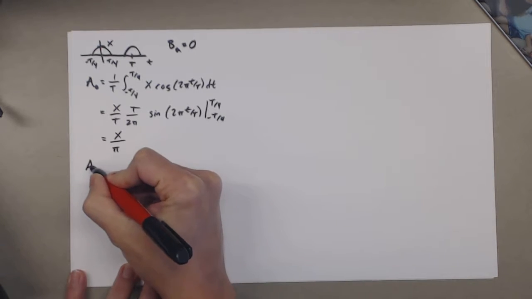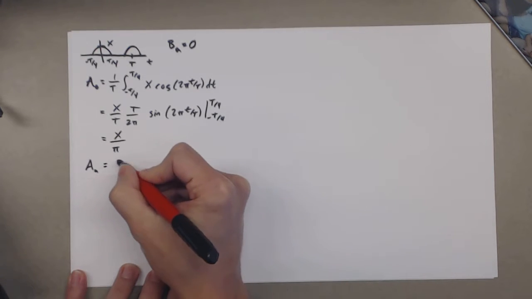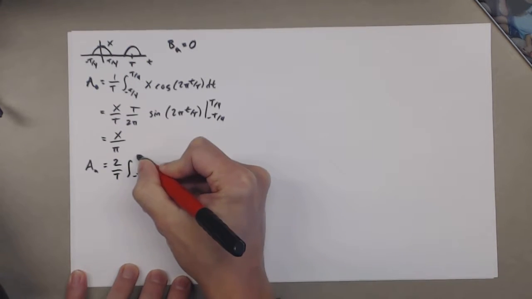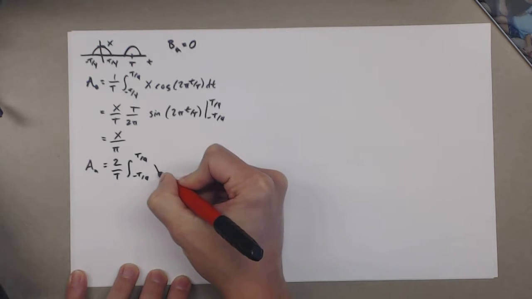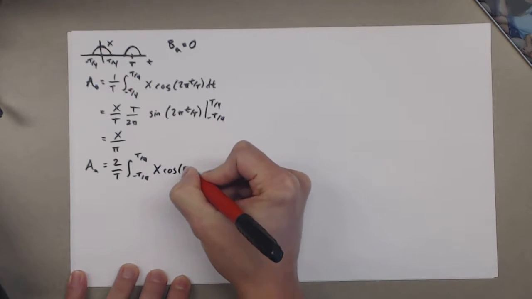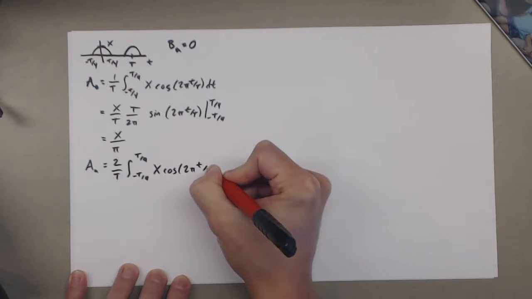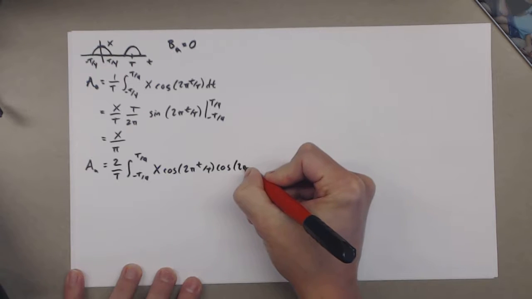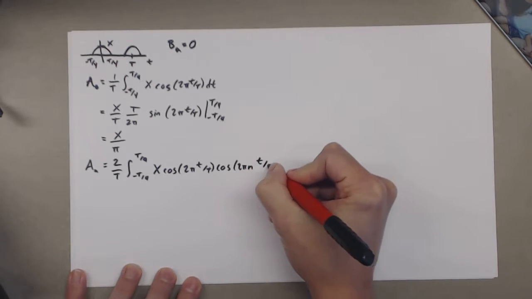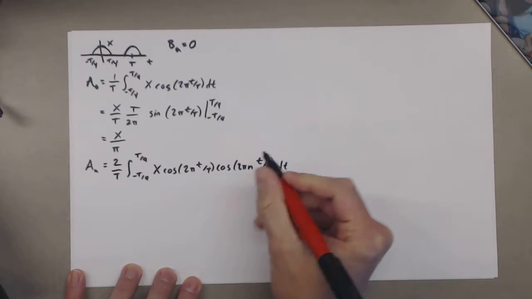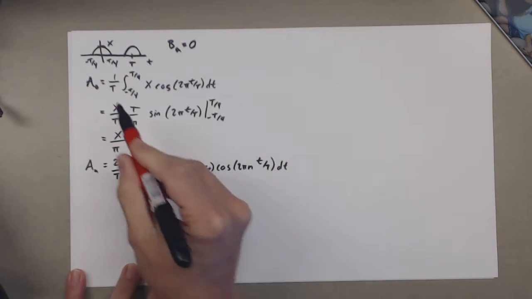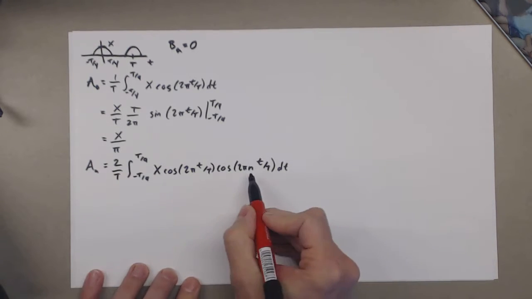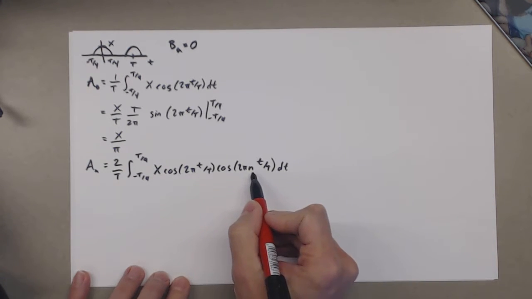Alright, for the a n terms, we have 2 over T, and again the same limits on the integral, and the same function, x cosine 2 pi little t over T, and then multiplying by our orthogonal functions, the cosines, 2 pi n t over T dt. So a little bit different here, right? This is 2 pi t over T, that's the function, and this is from our set of orthogonal functions, in which we vary the frequency to the harmonics with n.